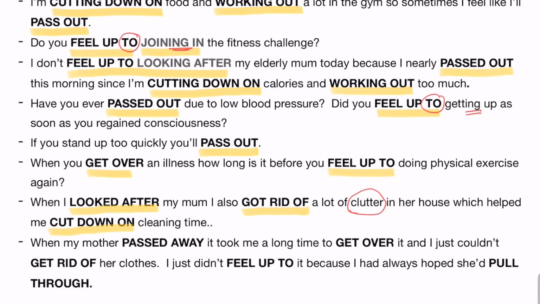So when I looked after my mum, I also eliminated a lot of things that were not of any importance in her house, and this helped me reduce the time I needed to clean the place.